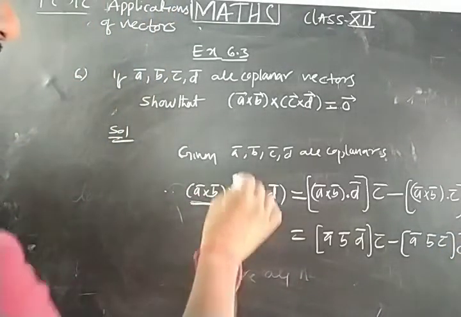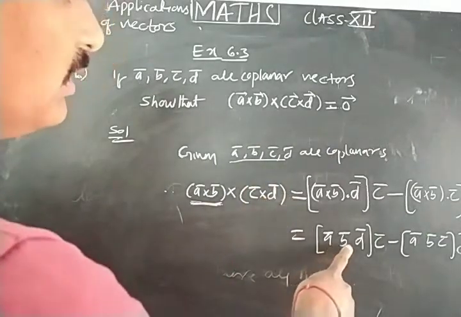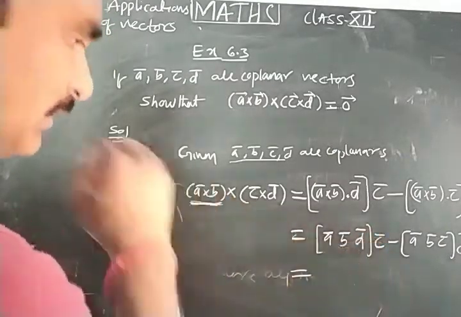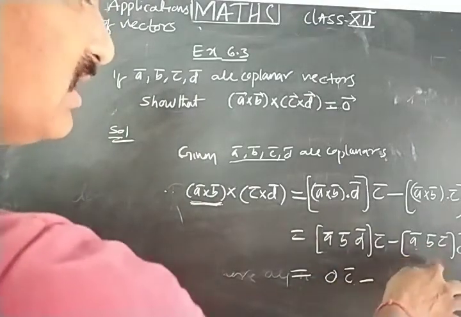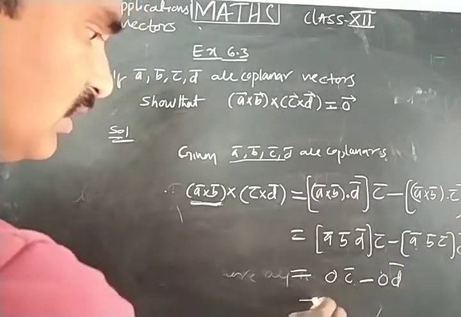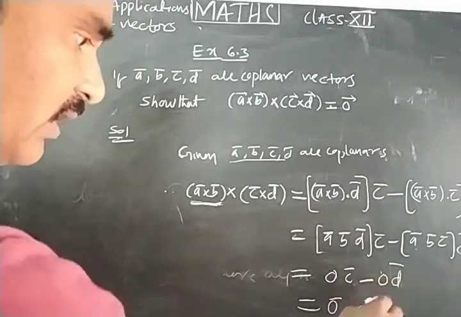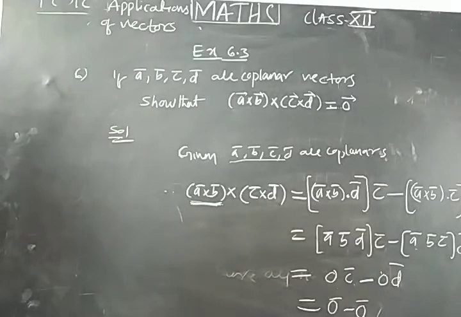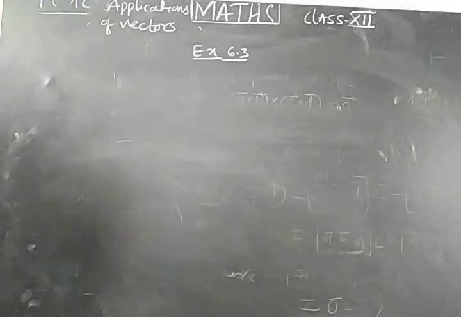Now I am going to use the given condition: A, B, C, D are coplanar. So automatically A, B, D are also coplanar. If three vectors are coplanar, then the box of those vectors is 0. So 0 into C bar, minus, since A, B, C are coplanar, the box of ABC is also 0, into D bar. That is 0 into any vector, which is the zero vector, minus the zero vector, again the zero vector. Okay, this is problem number 6. Now problem number 7 in this exercise.